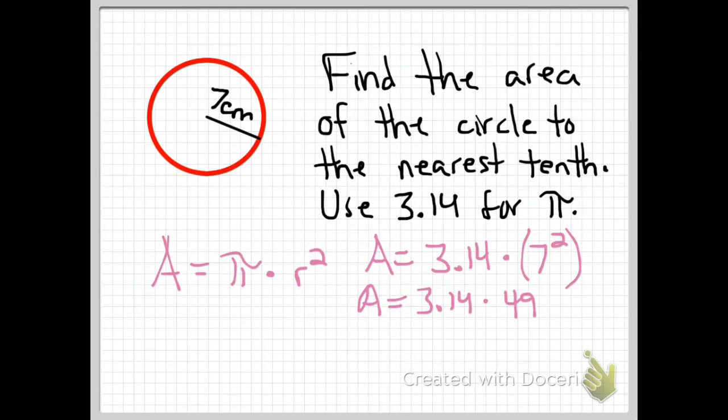So after we do the multiplication, it's 153.86. That's not what we want. They told us to round to the nearest tenth. Another thing you have to be key on, you have to read your directions. So it's 153.9. We're looking for area, so centimeters squared, or it would be marked wrong.